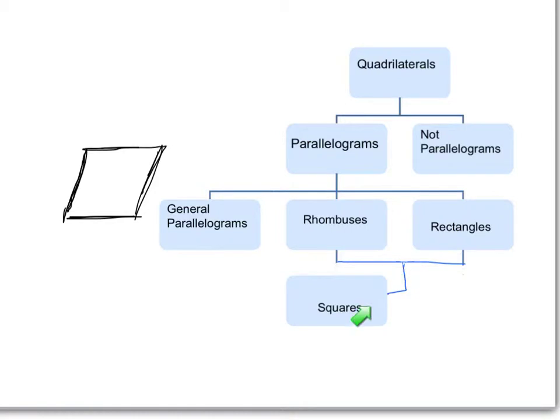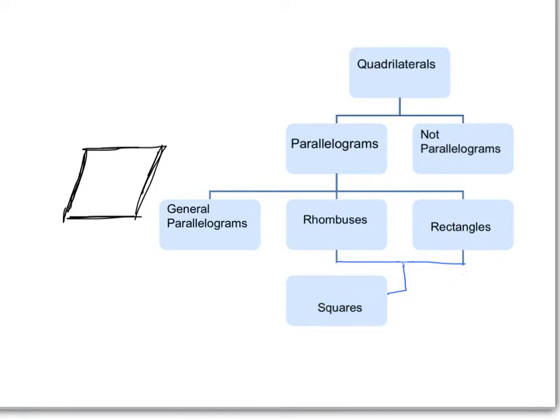Squares are sort of the offspring of rhombuses and rectangles. In a square, you have the properties of a rhombus. All the sides are equal, they're congruent. And you have the properties of a rectangle, all the angles are 90 degrees, or congruent. So squares are both rhombuses and rectangles, hence this offspring chart thing here. Alright, so those are the properties that you need to know about parallelograms, rhombuses, rectangles, and squares.